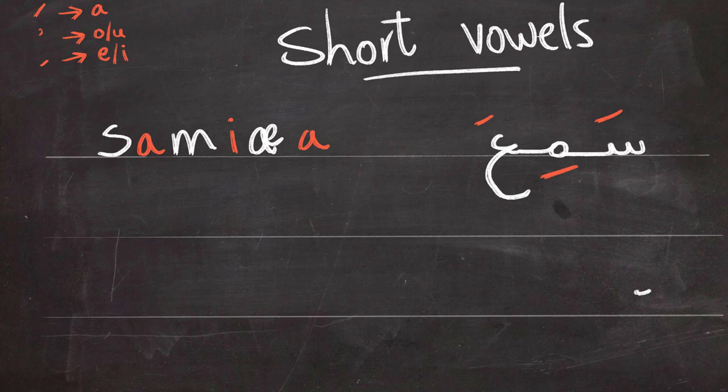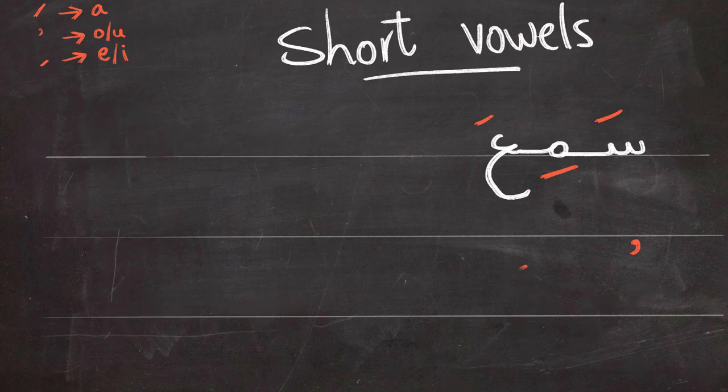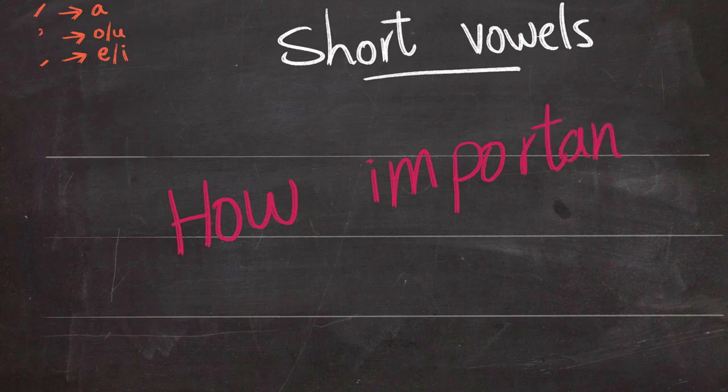Another example, we have fa, ta, ha. When we add the vowels, then we have the proper word. It will be futiha. So you might be wondering now, are short vowels really that important?